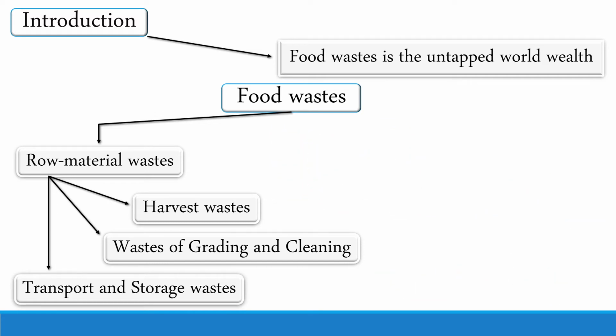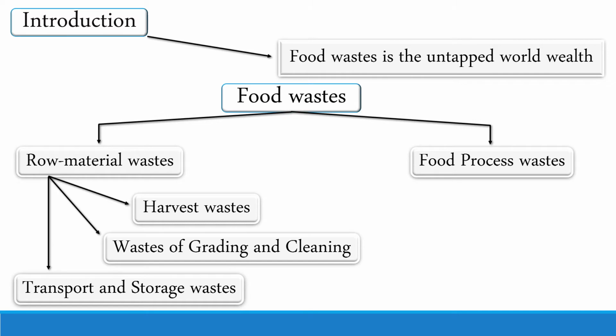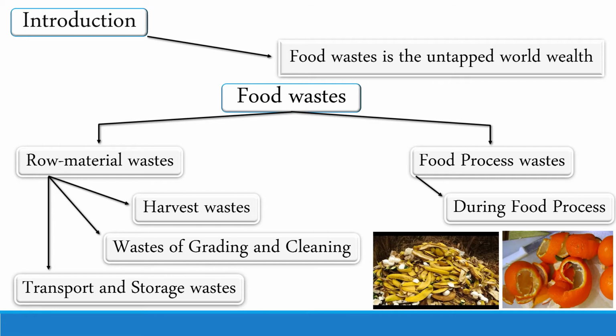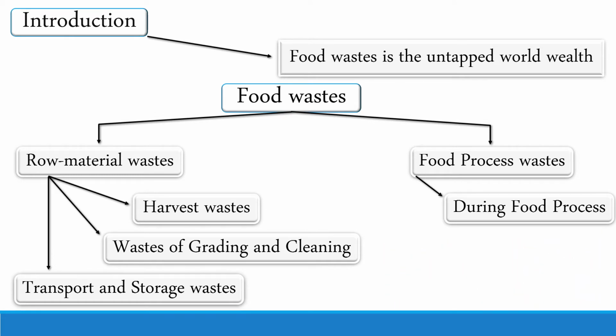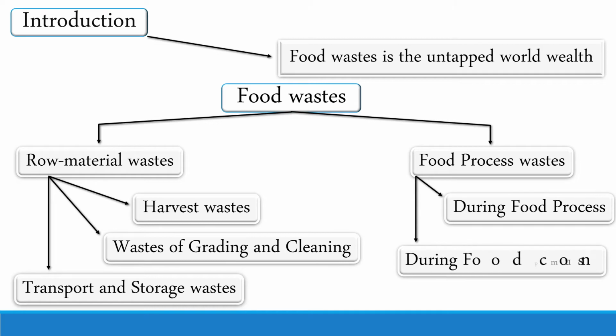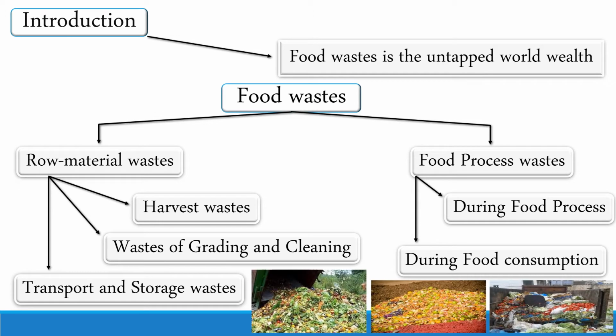The second part of food wastes is food process wastes, and this part is also divided into waste during food process, like all the parts of fruits we didn't eat, and waste during food consumption. And if you ask me, I will tell you this is the problem, and I call this part the untraveled world's waste.